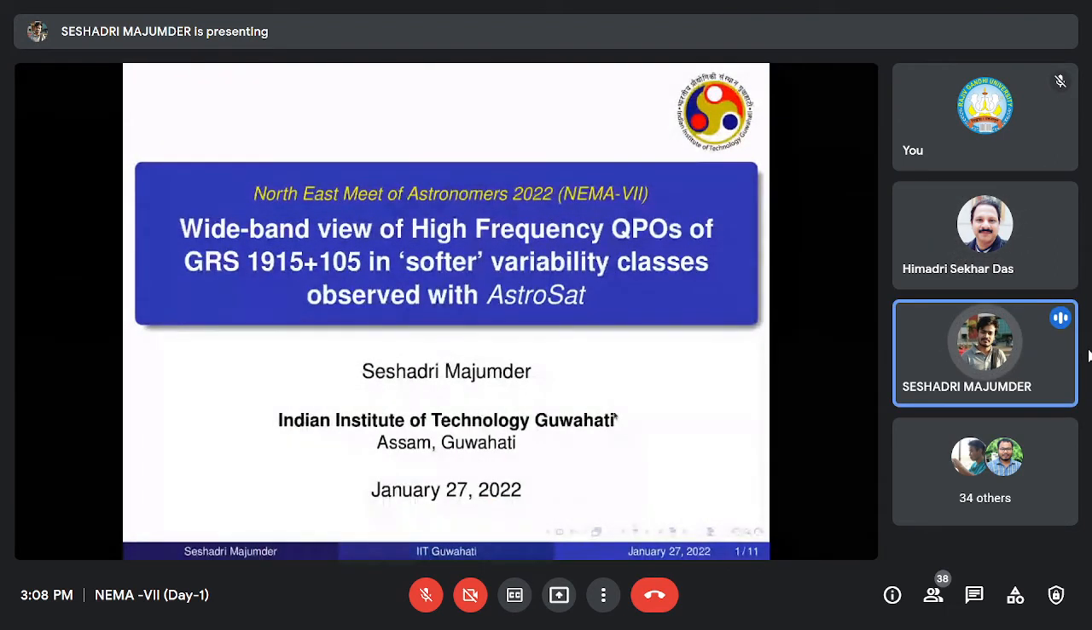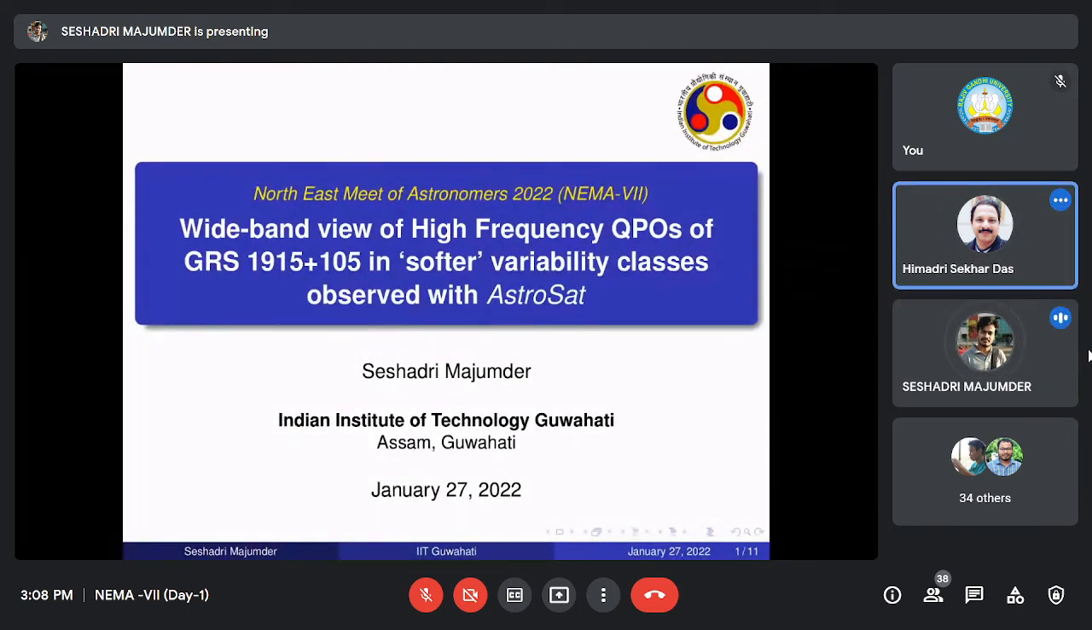Okay, so my screen is visible? Yes, it is visible. Okay, thank you. Good afternoon, everyone. So today I will be talking about the wideband view of high-frequency QPOs of GRS 1915+105 in softer variability classes observed with AstroSat.